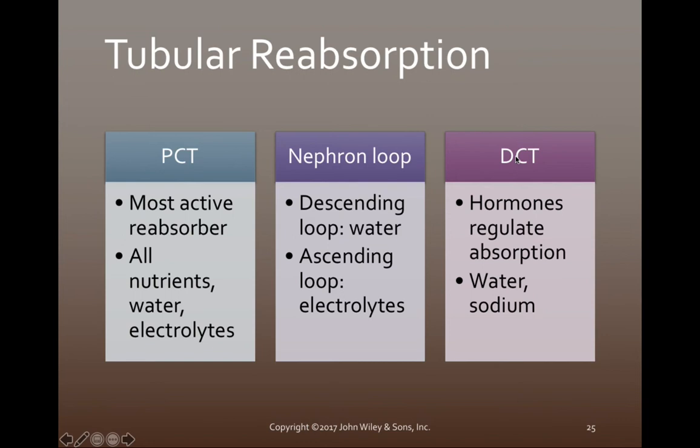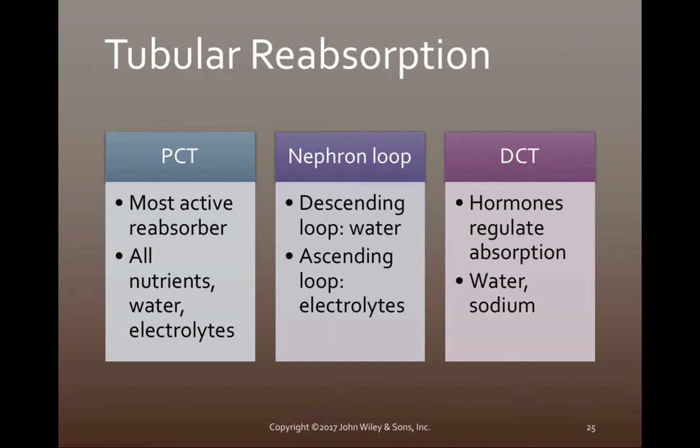Now the proximal convoluted tubule specifically is the most active reabsorber of all of the parts of the nephron. Since it is right after the Bowman's capsule, it's the first place that the filtrate is going to go, and therefore it's going to facilitate most of the reabsorption out of any parts in the nephron. Many different substances are reabsorbed in the proximal convoluted tubule, and just to be more specific, the proximal convoluted tubule will reabsorb about 65% of all of the water that is filtered out, as well as about 65% of all the sodium and 65% of all the potassium.